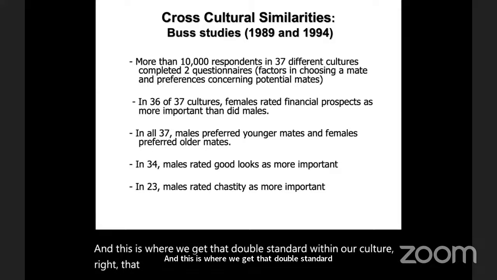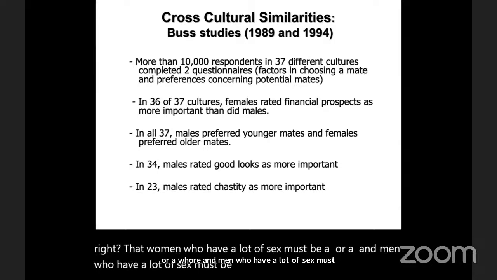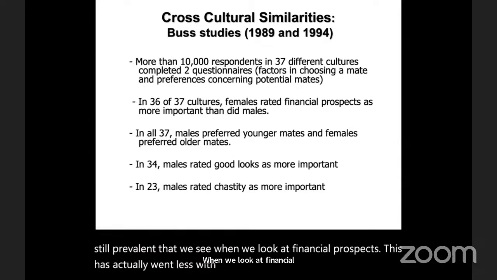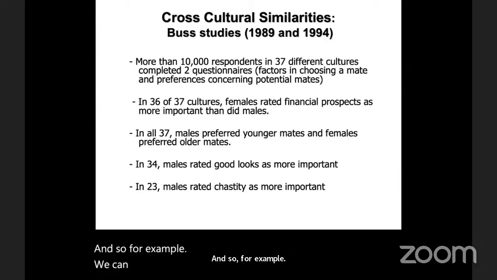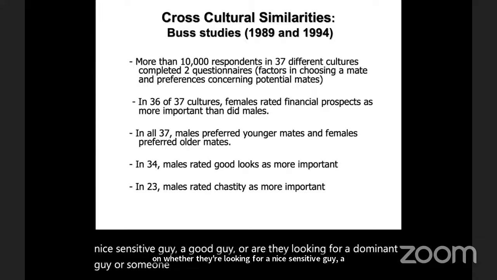That women who have a lot of sex must be a slut or a whore, and men who have a lot of sex must be studs and cool. And these ideas are still prevalent that we see. When we look at financial prospects, this has actually gone less with financial prospects, but with notions of dominance. Okay. And so, for example, we can measure females' preferences on whether they're looking for a nice, sensitive guy, a good guy, or are they looking for a dominant guy or someone who's dominant and controlling.